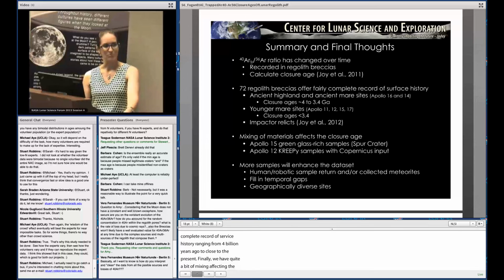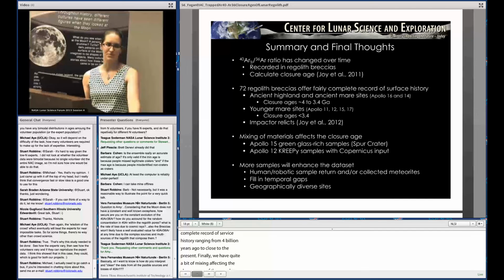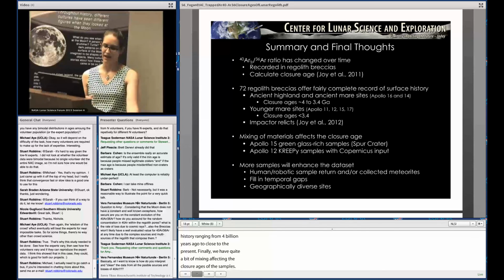And although we have a fairly complete record of the surface history, we do need more samples to enhance the data set. These can be from human and robotic sample return or collected meteorites. This can also fill in the temporal gaps as well as the geographically and geologically diverse sites. And I see that I have 19 seconds left. So with that, I'm going to stop.